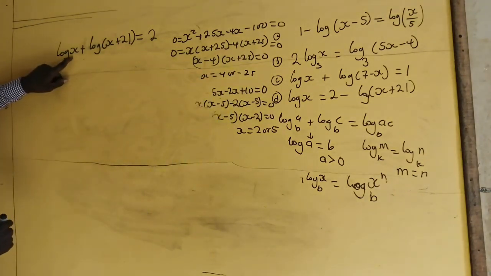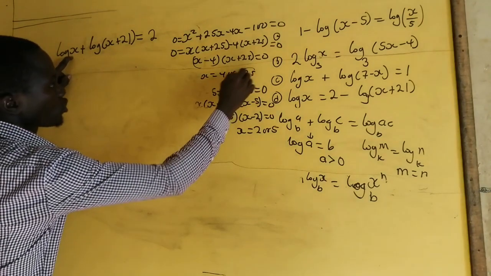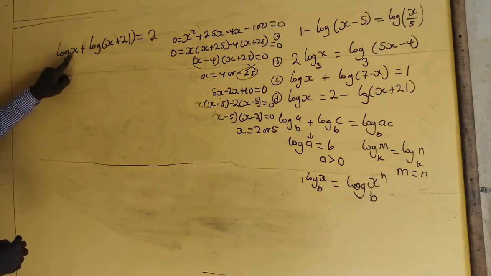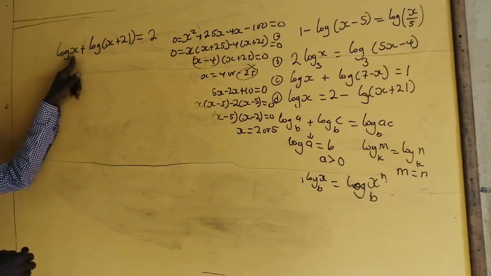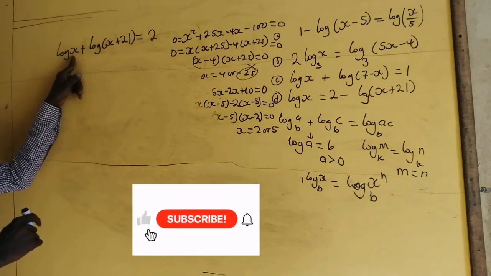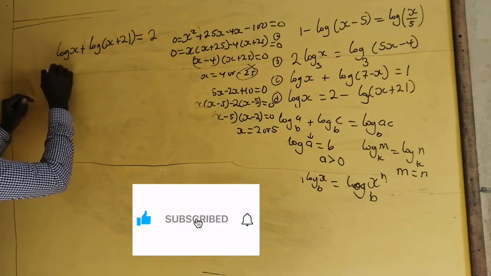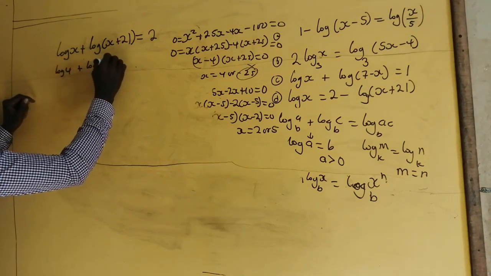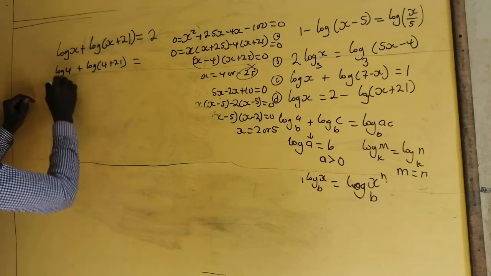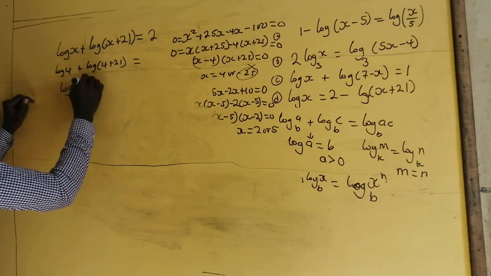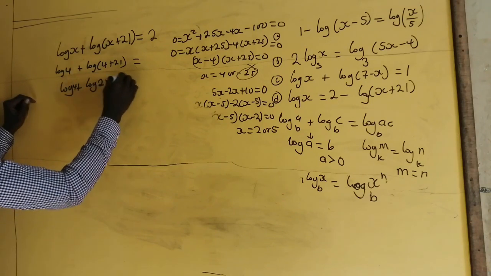Here, we cannot take log of a negative number. So this negative 25 will be discarded, because here we have log of x, and log of a negative doesn't exist. Let's put in 4 there and see. We have log 4 plus log of 4 plus 21. Let's check and see. We have log 4 plus log 25 equal to what?